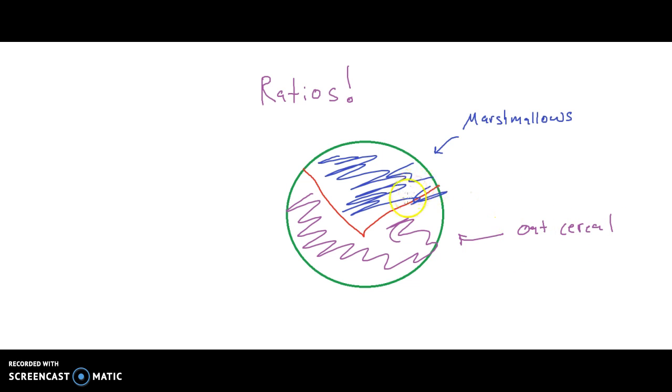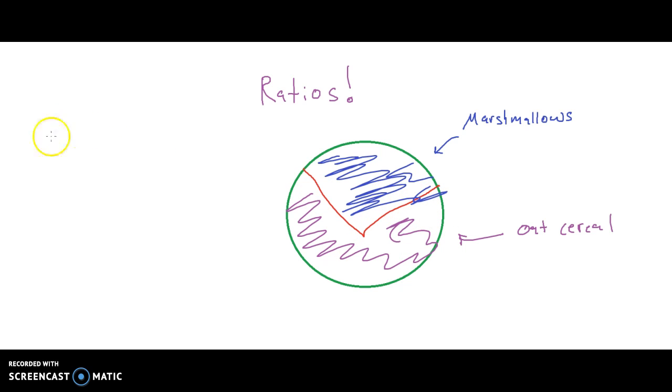Okay. Well, let's just review what this means. If we're doing a ratio, what we're doing is comparing how many marshmallows we have to how much oat cereal we have. And it's usually written as a fraction. So let's put this in red. Let's say for every 2 ounces of marshmallows, there were 6 ounces of the oat cereal. So we would say something like this.